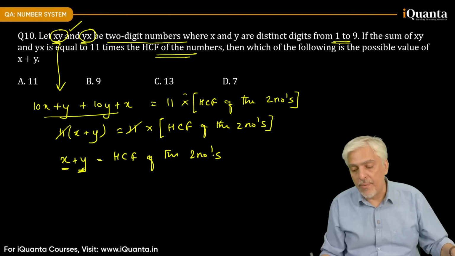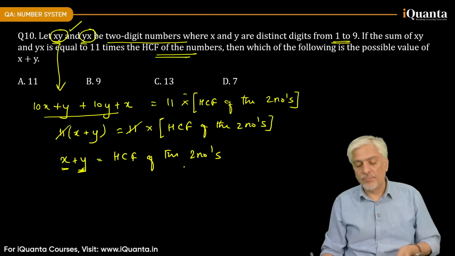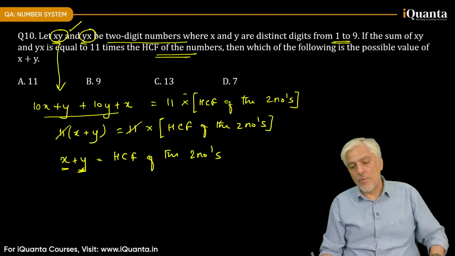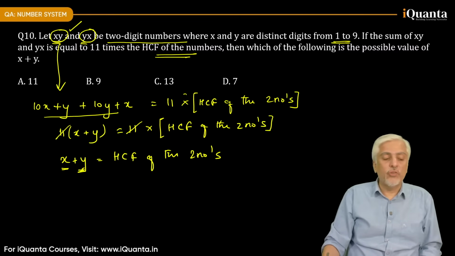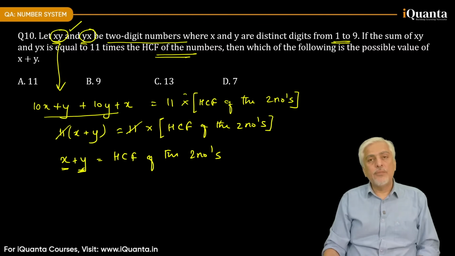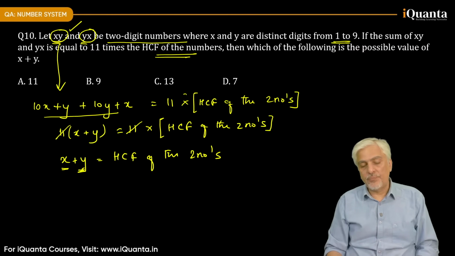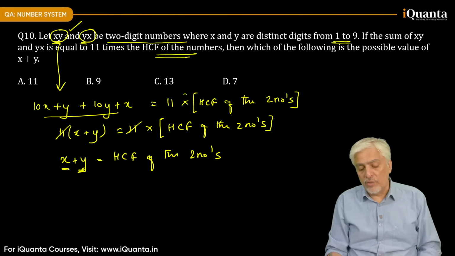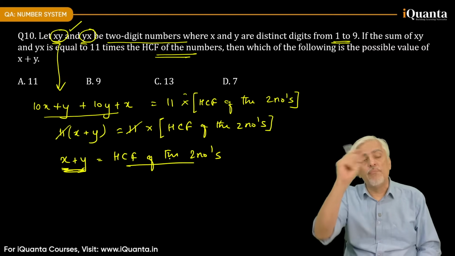A is wrong. A is wrong. Think a little bit, everybody. So I want two digits such that the total of the two digits is the HCF of the two numbers.